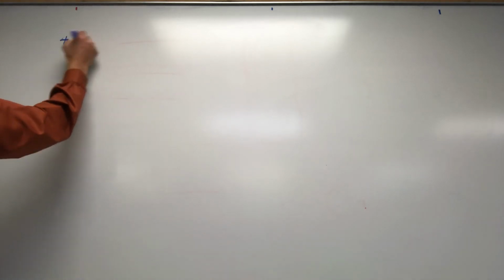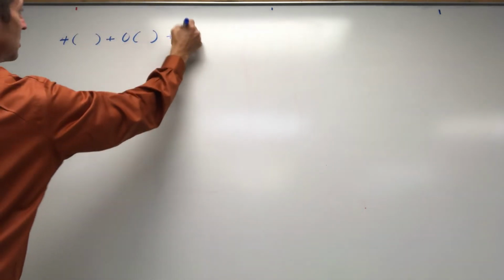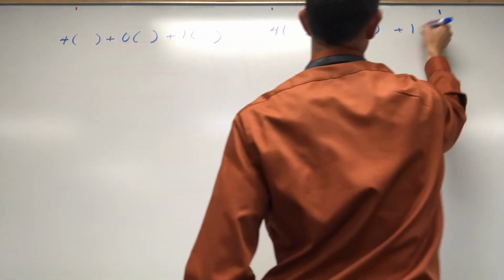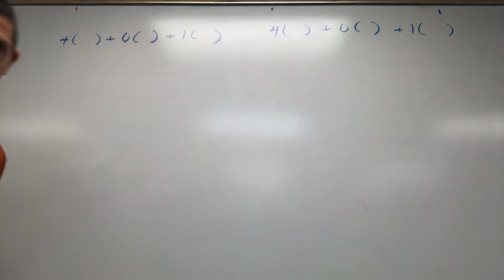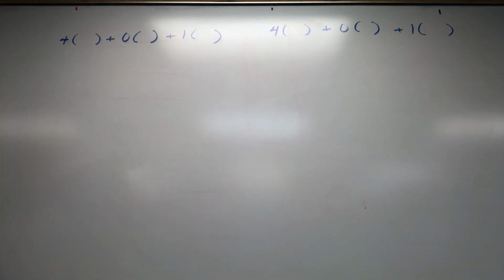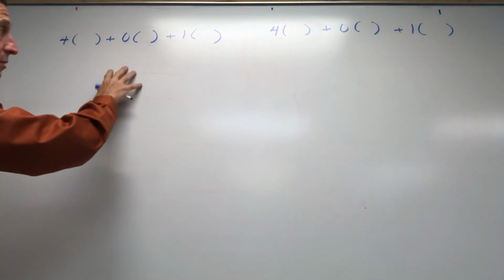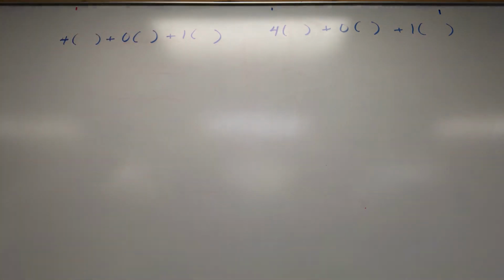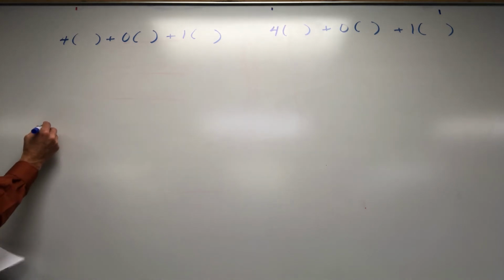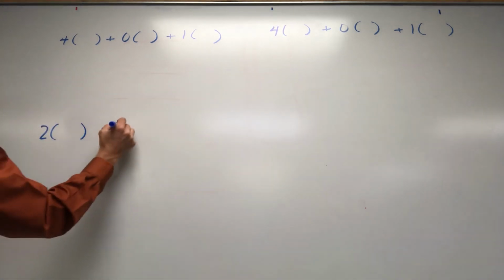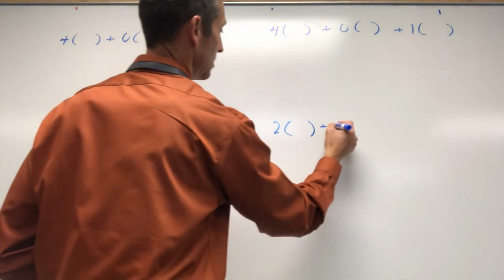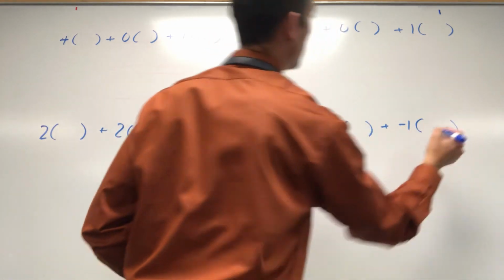So we got 4 plus 0 plus 1. 4 plus 0 plus 1. Hopefully that's on the camera. I think it is. So 4, 0, 1 has to hit the first row. The first row has to hit the first column, and the first row has to hit the second column. There's 4, 0, 1. Let's get our second row. That was the 2, 2, -1. 2, 2, -1.